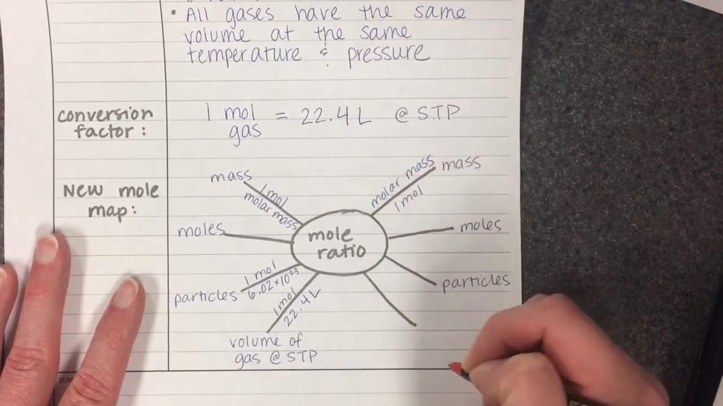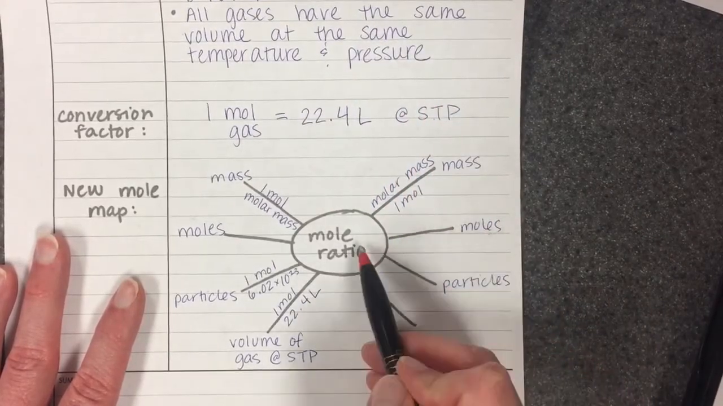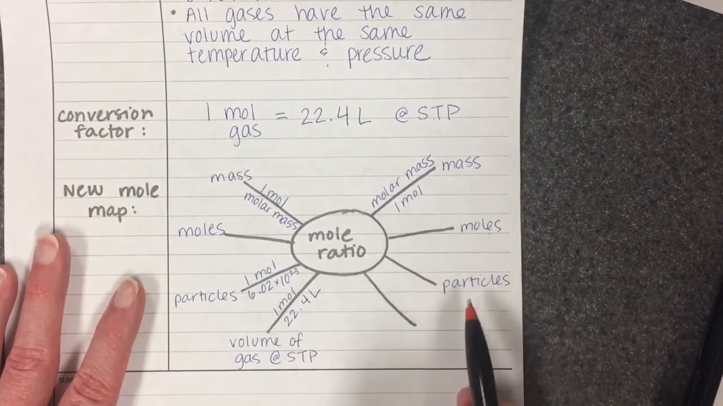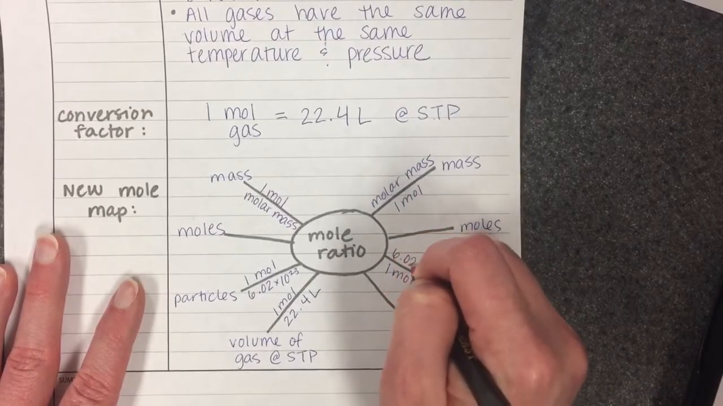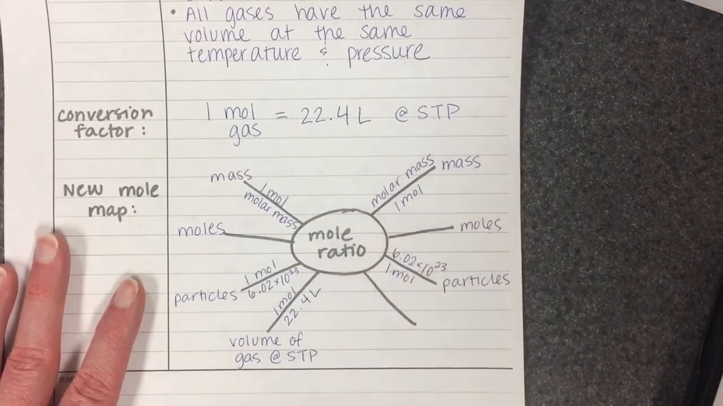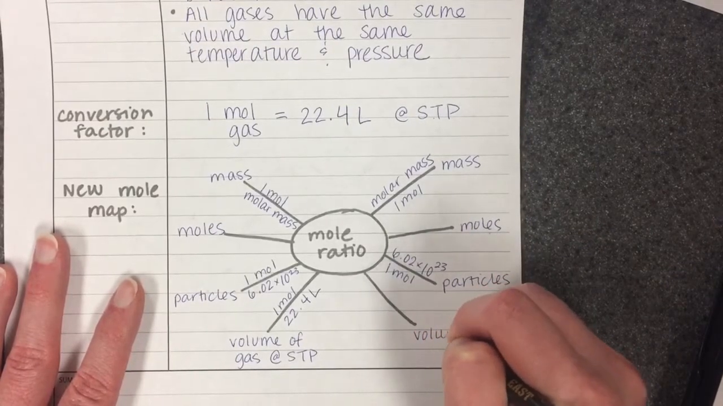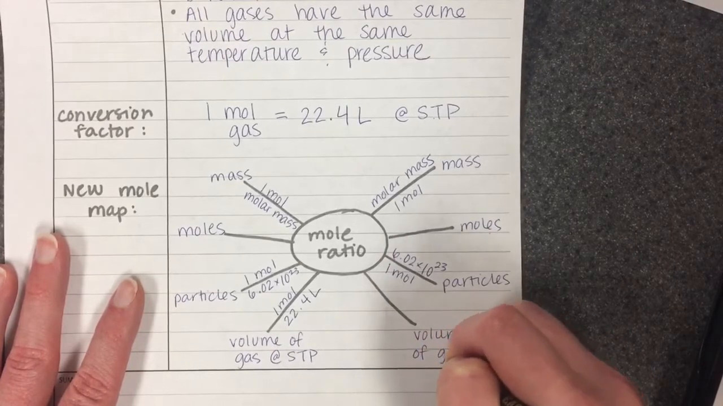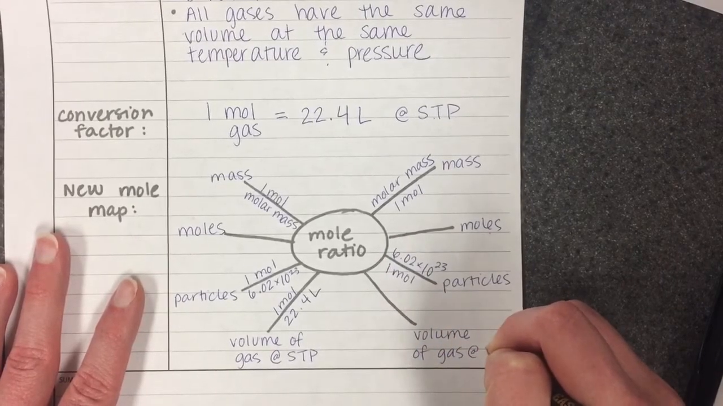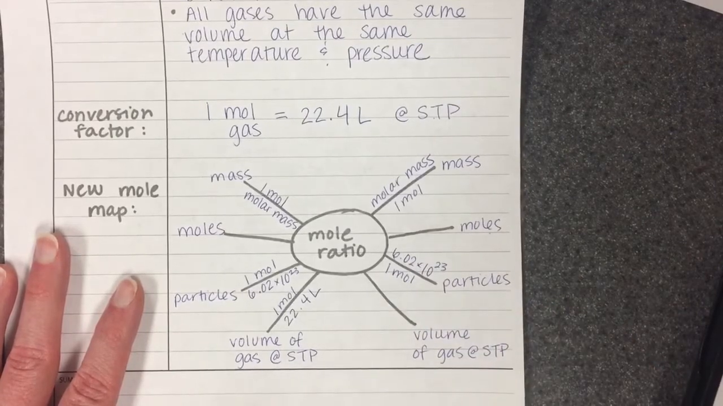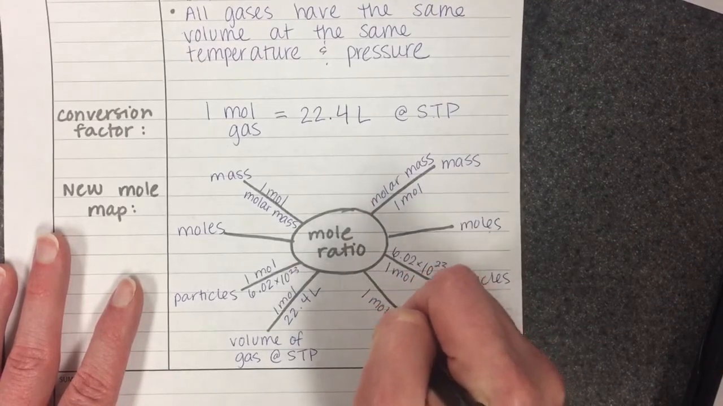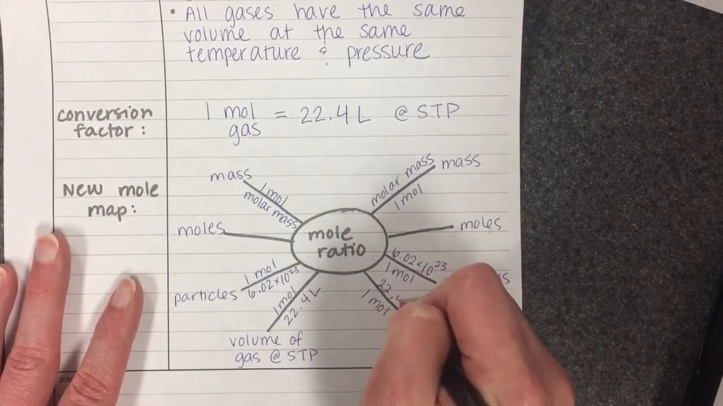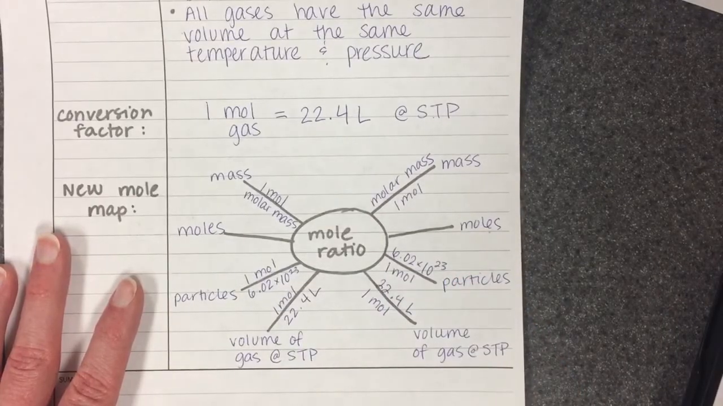Molar mass should be on top. Okay, if you're trying to get an answer in moles, then after the mole ratio, you're done. If I want my answer in terms of particles, then of course we use Avogadro's number to convert moles back to particles. And then if I want my answer in liters, as long as the gas is at STP, then I can use my new conversion factor: 1 mole is 22.4 liters, okay?